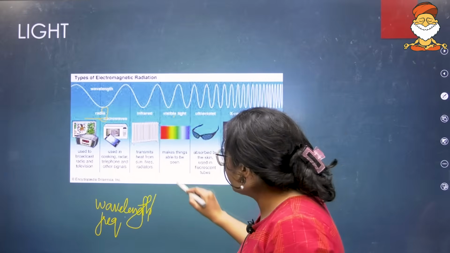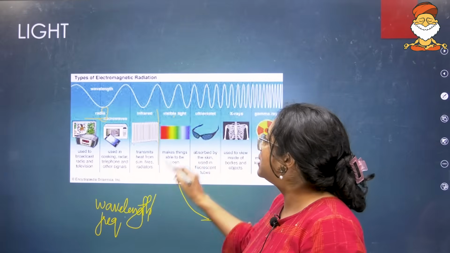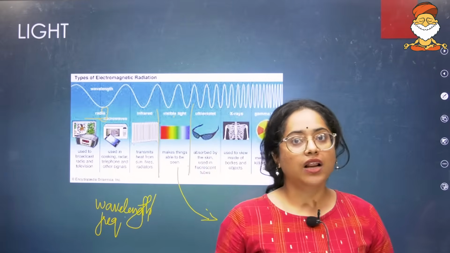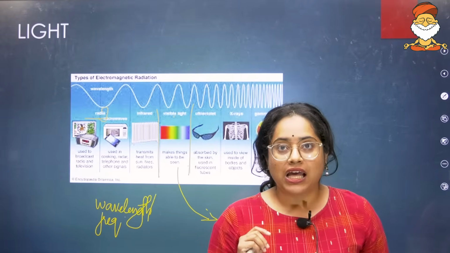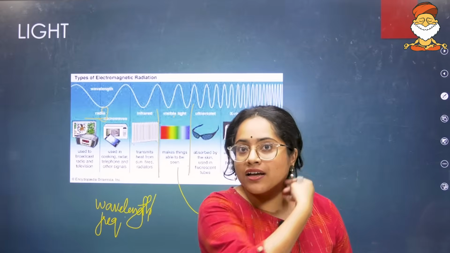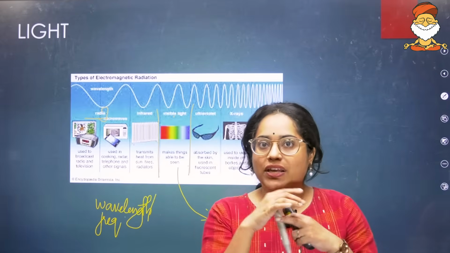And somewhere in the middle there is something called visible light. Visible light is what we all use to see each other, etc. Now in visible light, you will have a range where we can all see, right?